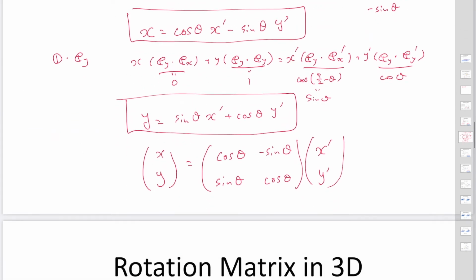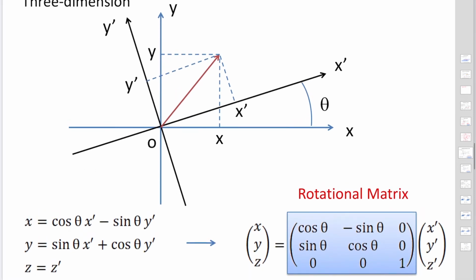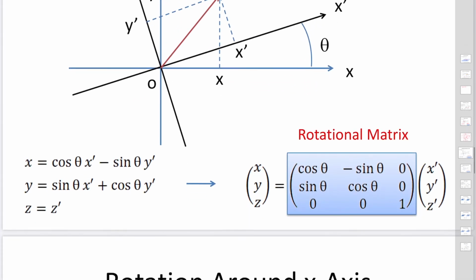In the case of 3D, we always rotate with respect to one of the axes. In this case, the z coordinate doesn't change: z prime equals z. So we just add this component. Even in 3D, it doesn't change much from the rotation matrix in 2D. Then using the rotation matrix, we can express the orbit of an object in 3D space.